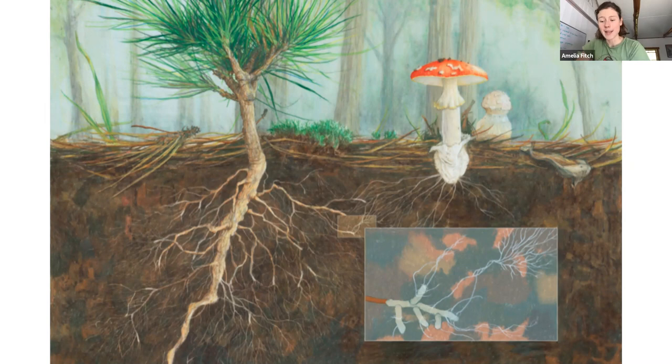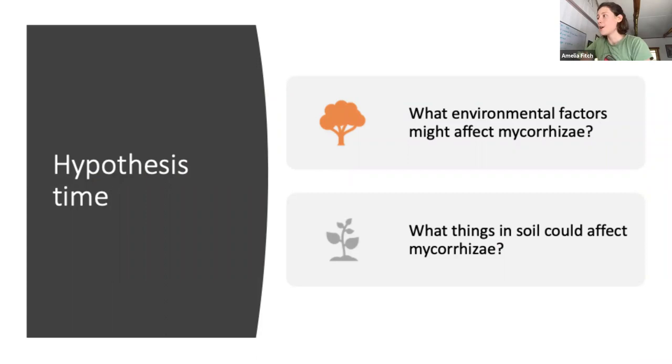Okay, so time to move on to our third breakout group. Two things: what environmental factors might affect mycorrhizae, and what things in soil could affect mycorrhizae? This is where you should pause and, in your breakout groups, make hypotheses or predictions within these two questions. When you are ready to resume after 10 minutes or so, just come back to the video and we'll wrap up.